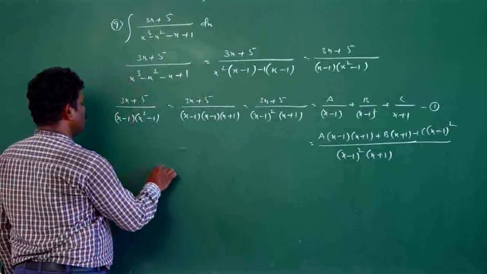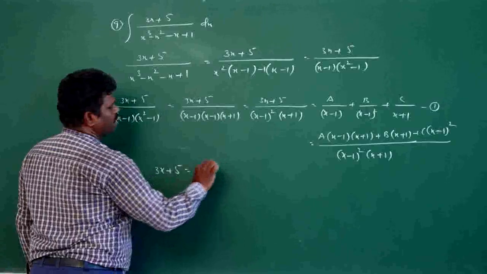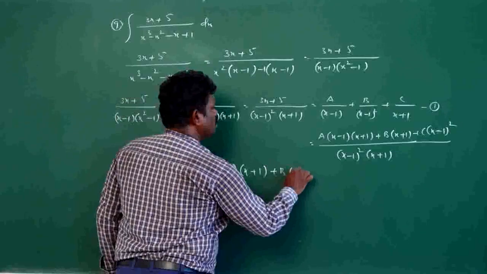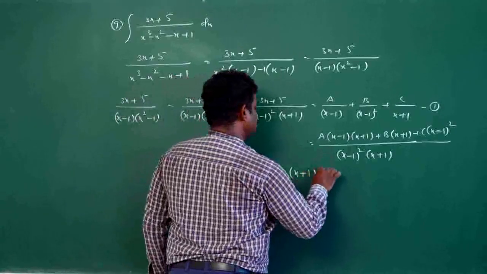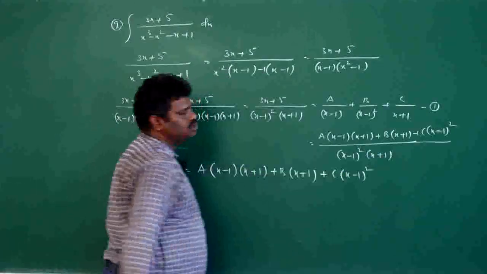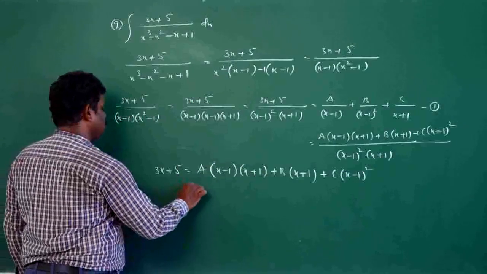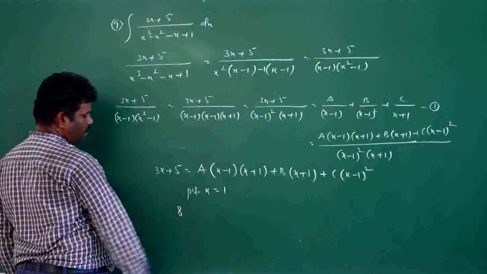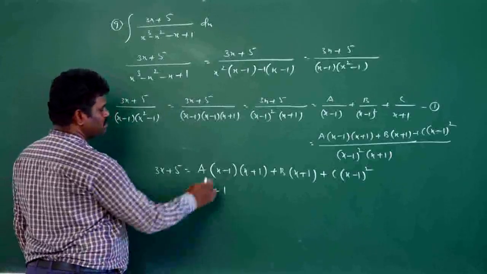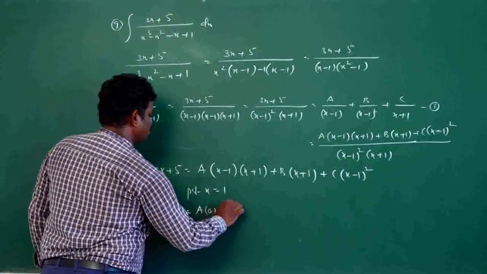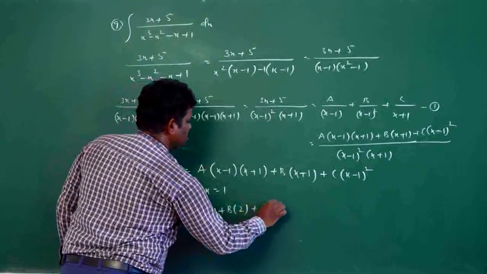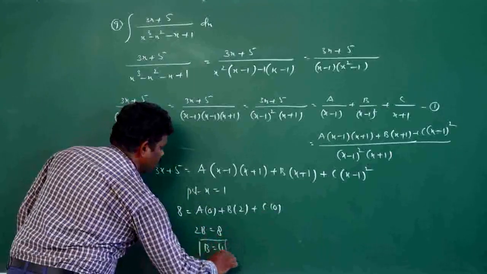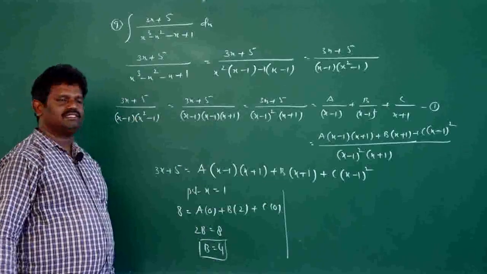Now comparing the numerators, 3x plus 5 is equal to A into (x minus 1) into (x plus 1), plus B into (x plus 1), plus C into (x minus 1) whole square. Now see, first put x is equal to 1. So 3 into 1 is 3, 3 plus 5 is 8, and the A and C terms are 0, plus B into 2. So 2B is equal to 8, then B is equal to 4.